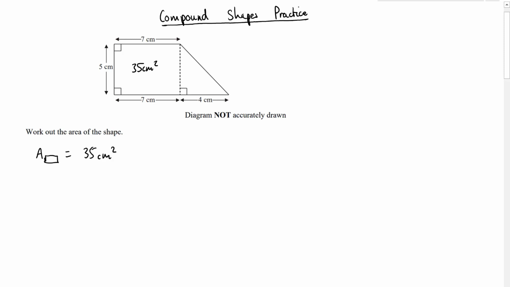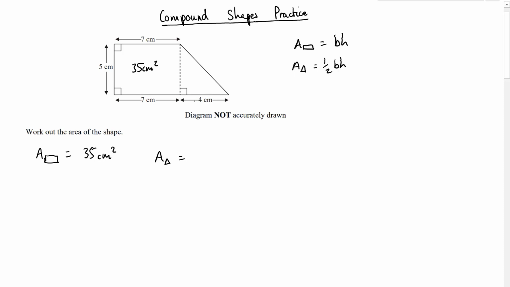35 centimeters squared. Next we will have to find the area of the triangle, and the area of the triangle we said was a half. So if the area of the rectangle is base times height, the area of the triangle is a half base times height. And the base is 4, the height is 5, since if this side of the rectangle is 5, then this side must also be 5.